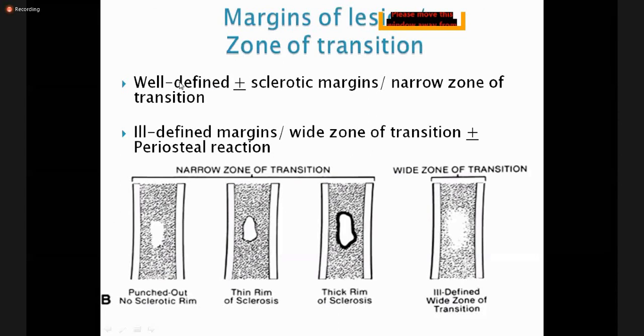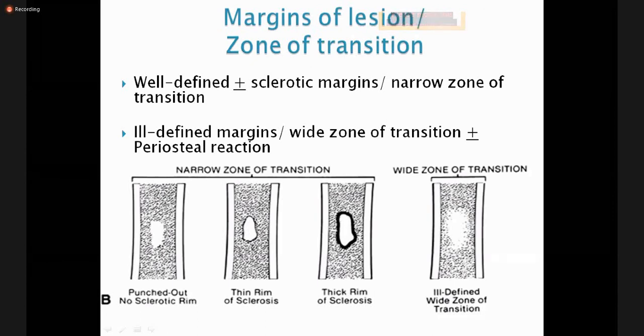When the lesion is well defined, whether it has a sclerotic margin or not, it has a narrow zone of transition. It means we can separate out where the disease process is and where the normal bone is. Just like there is a punched out lesion or a geographic lesion, but there is no sclerotic margin, but we can separate this abnormal lesion from this normal bone. There is a thin sclerotic line, and we can separate. This is the narrow zone of transition. So we can separate the normal and abnormal bone.